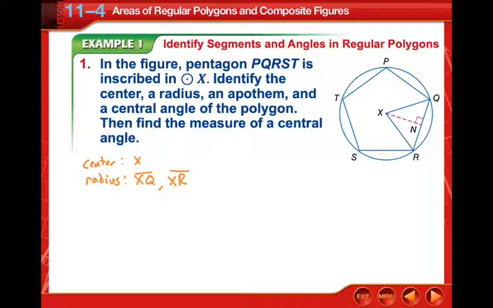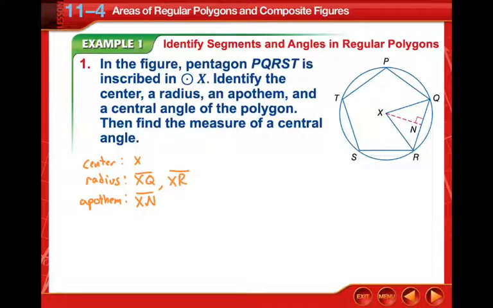And then we also have an apothem. There's only one showing here. It's a weird word. It makes me feel like I have a lisp when I say it. Like I'm talking about an opossum, but it's apothem. So apothem here is from X to N, XN.